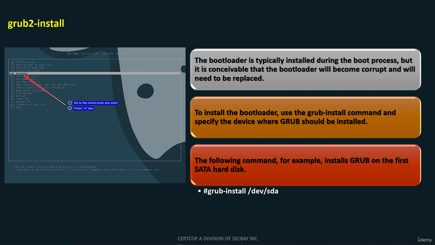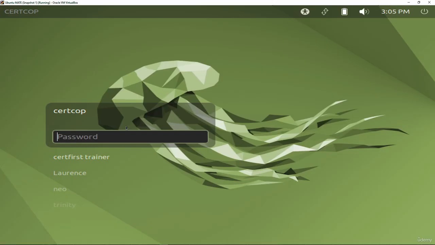So here's the example GRUB bootloader. It's typically installed during the boot process, but it's conceivable that the bootloader could become corrupted. So it's possible to reinstall GRUB using the grub-install command or the grub2-install command. So we have our Ubuntu system here. We'll look at the grub-install command. There's also a GRUB config file, which we'll talk about in the next slide.